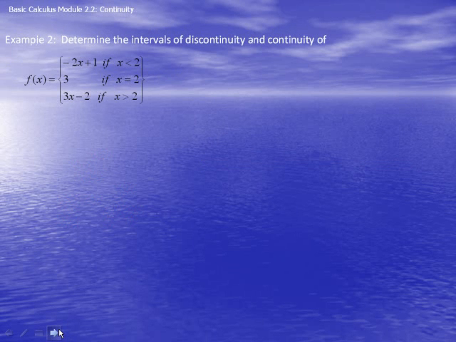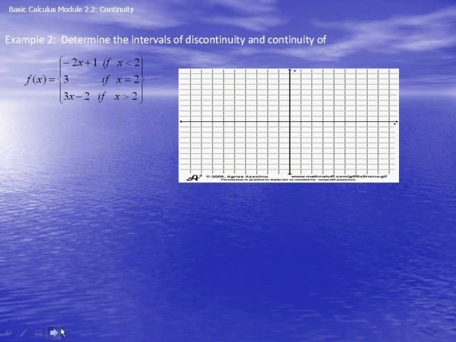Let's look at our second example and try to determine the intervals of discontinuity or continuity. Okay, let's take a look at the graph of this function. In the first function, or the top line, we're looking at all the values that are less than 2. Notice that this is going to be an open interval because 2 is not included, and it's going to have a slope of down 2 over 1. In the second stipulation of the piecewise function, we have at 2 that our value will be equal to 3. So we're going to just have a dot there for the second stipulation.